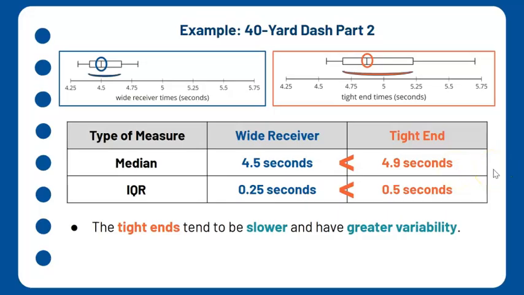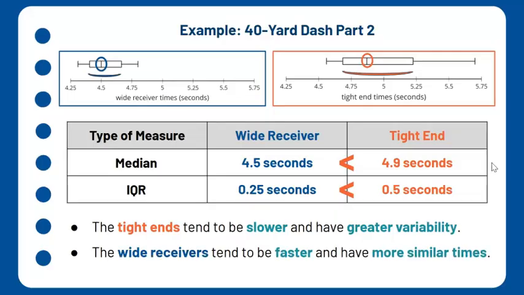This means that the tight ends tend to be slower in the 40-yard dash when compared to the wide receivers. The tight ends also have greater variability in their times. Together, this can be taken to mean that, in general, a typical wide receiver is faster than a typical tight end, and the wide receivers tend to have more similar times to one another than the tight ends do to one another.